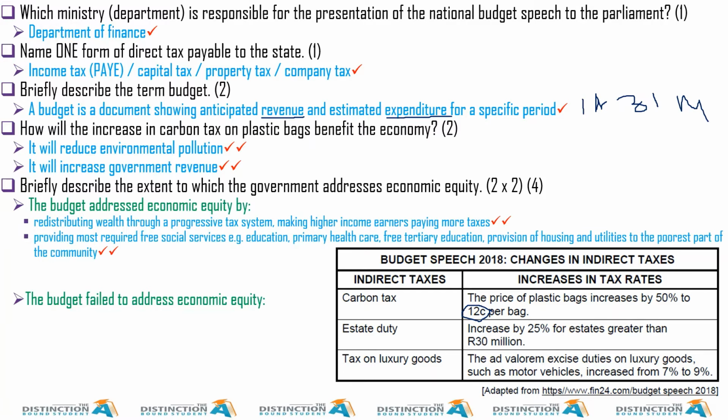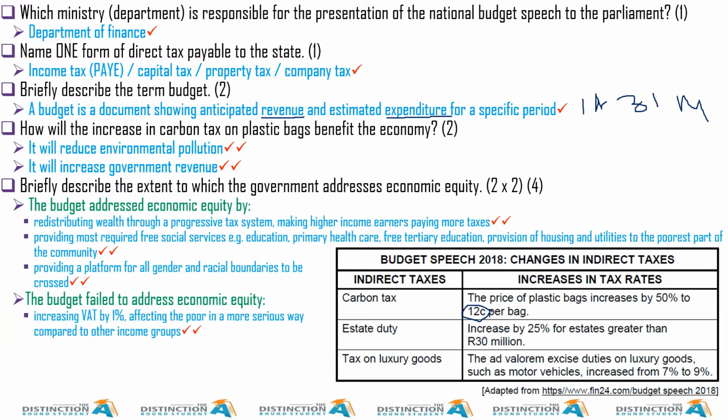Providing most required free social services, e.g. education, primary health care, free tertiary education, provision of housing and utilities to the poorest parts of the community. The next one will be providing a platform for all gender and racial boundaries to be crossed. The budget failed to address economic equity by increasing VAT by 1%, affecting the poor in a more serious way compared to other income groups. That is very true.